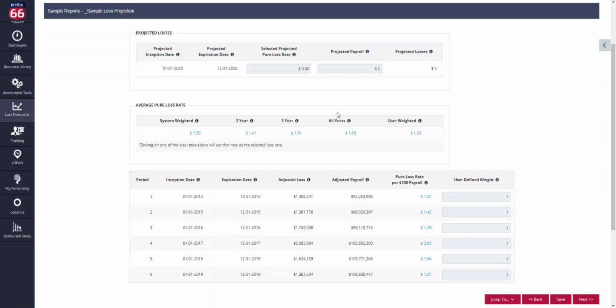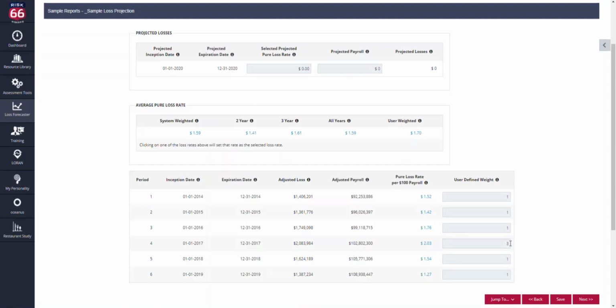And lastly, we have user-weighted, which can be edited using the table below. For example, we see here that in period 4, the pure loss rate was $2.03. Let's say we know that something odd happened that year that's unlikely to happen again, and we don't want that to affect the overall rate. We can click into user-defined weight next to period 4 and type 0. Or if we want it to hold some weight, but not as much as other periods, we could enter 0.5. Likewise, we could enter 2 or 3 if we wanted it to hold more weight in the calculation.